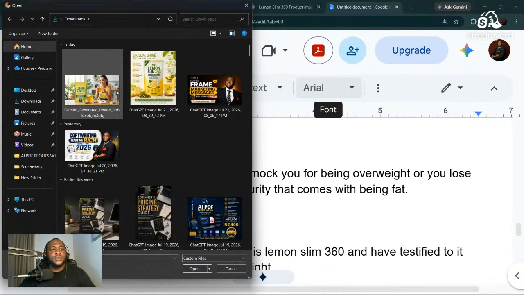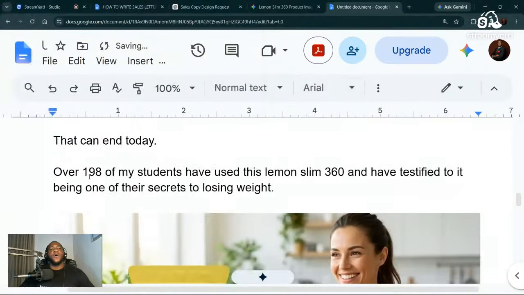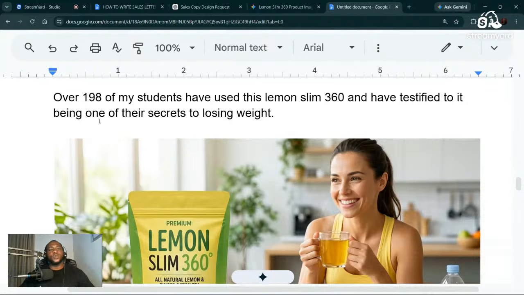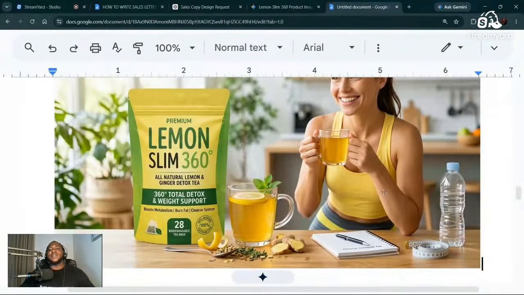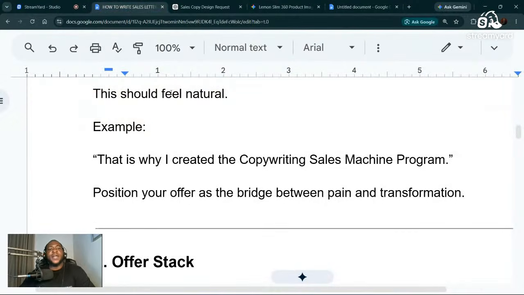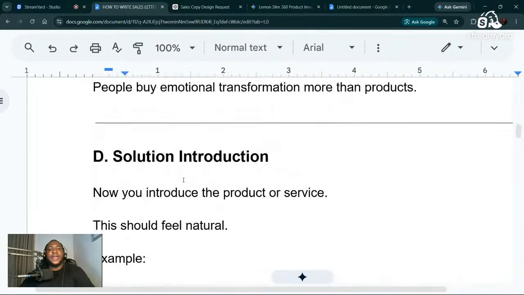Which one should we use? Do we use the ChatGPT? Oh no, let's use the ChatGPT. Or this one has a human. Let's just use this one. Since this one has a human, you can see over 100 of my students have used this Lemon Slim 360 and have testified to it being one of their secrets to losing weight. So you can see this lady is already slim. You understand?